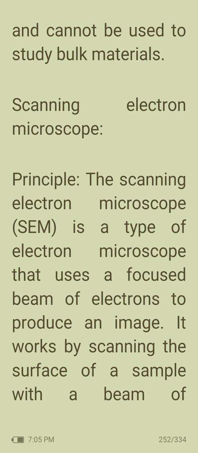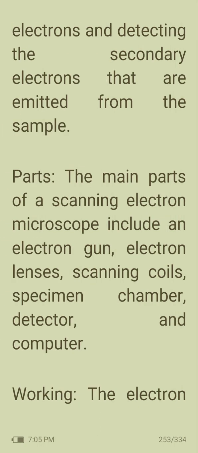Next is the scanning electron microscope. The scanning electron microscope, or SEM, is a type of electron microscope that uses a focused beam of electrons to produce an image. It works by scanning the surface of a sample with a beam of electrons and detecting the secondary electrons that are emitted from the sample.